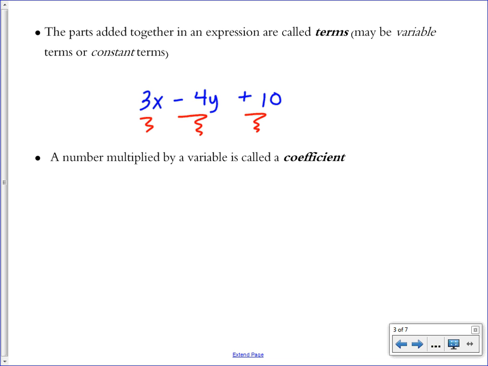A number multiplied by a variable is called a coefficient. The coefficients in the example that I just wrote up here are the positive 3, because that's being multiplied by an x, and the negative 4, because that's being multiplied by a y. So the coefficients are just parts of the terms. The coefficient is the number that's sitting right in front of the variable and being multiplied by it. So the 3 and the negative 4 are coefficients.